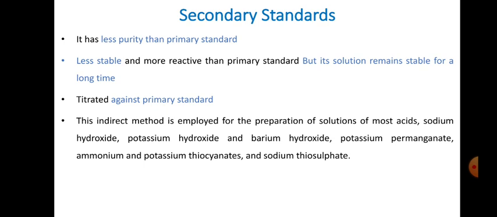So that's why we consider this an indirect method, which is employed for preparing solutions of most of the acids, sodium hydroxide, potassium hydroxide, because they are hygroscopic, and barium hydroxide, potassium permanganate, which is oxidizable in the presence of air, then ammonium and potassium thiocyanate and sodium thiosulfate. These are the substances we refer to as secondary standards, and they are titrated against the primary standard. Their purity is checked and then they can be used. So unless you have a primary standard, you cannot use a secondary standard.